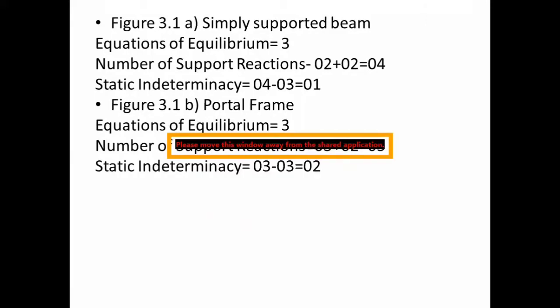I'm sorry, I have written here as 3 minus 3. I should correct it, 5 minus 3.